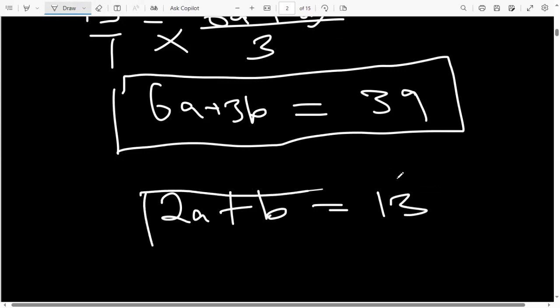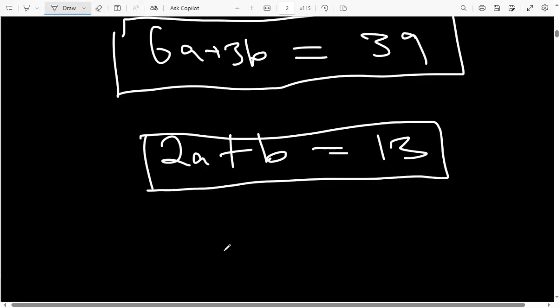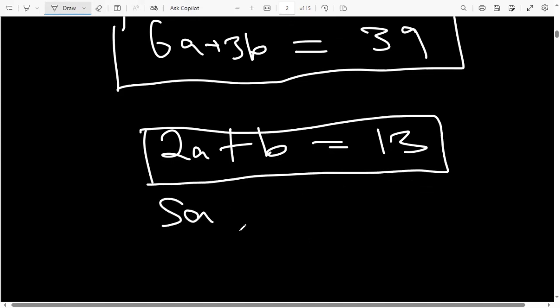So we have two equations. We have this equation that we have just come up with, and then the other one was that one which we were given in the question.